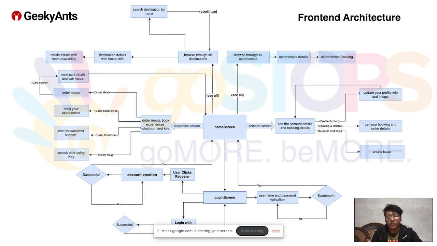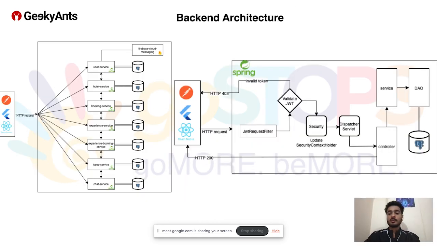The third one is the spot repair, in which the user can easily create an issue if they face any issue regarding a hotel stay. Yeah, that's all about the frontend. So coming to the backend part, now Sai will tell how things work on the backend side.